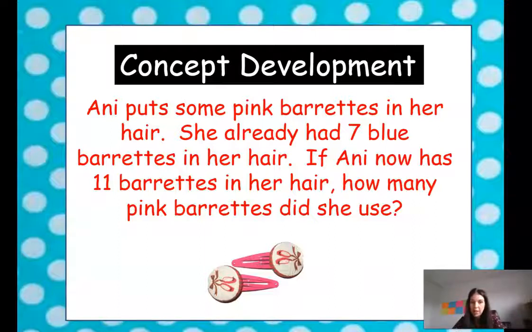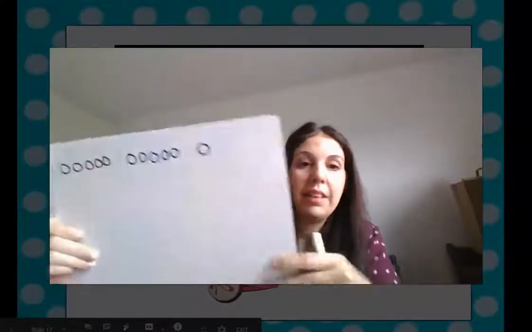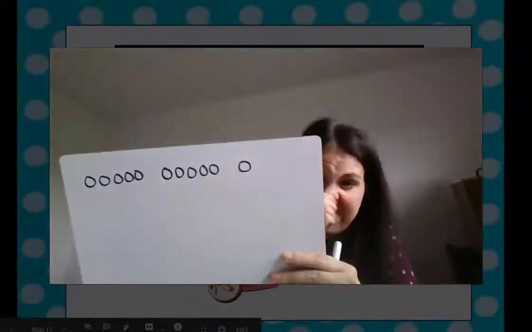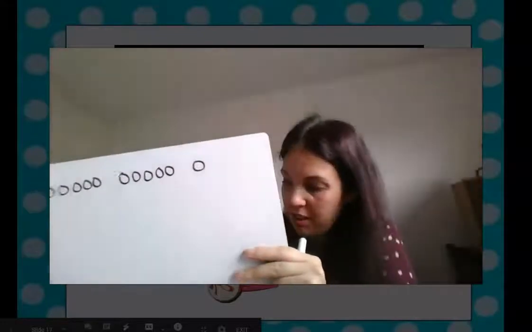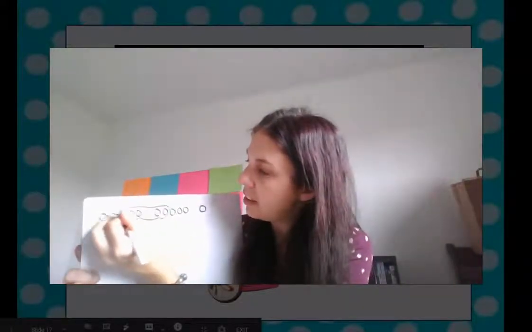Okay, so we have 11 barrettes and 7 of them are blue, and we need to figure out how many are pink. 7 are blue. Okay, so this is my picture of 11 barrettes. Hopefully you guys were able to at least start step number 1, drawing 11 barrettes, and 7 of them are blue. So we're going to circle a group of 7. Help me count them. 1, 2, 3, 4, 5, 6, 7.